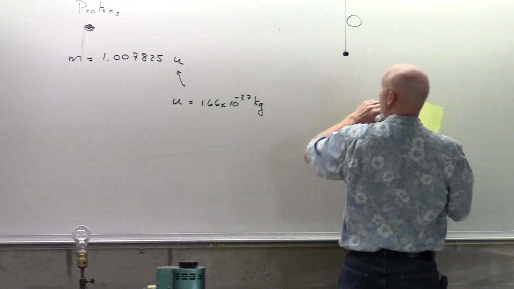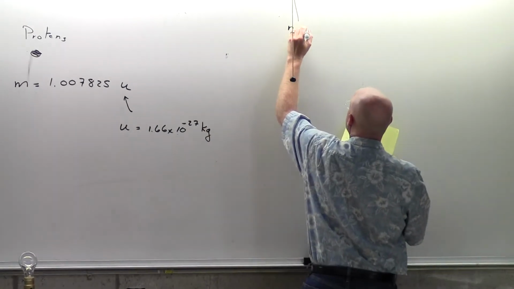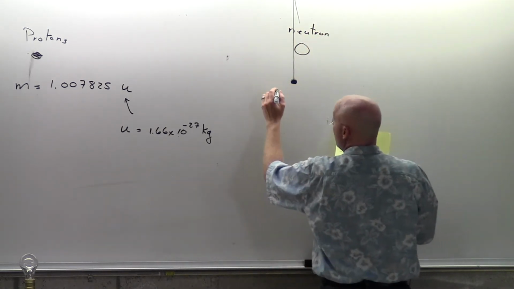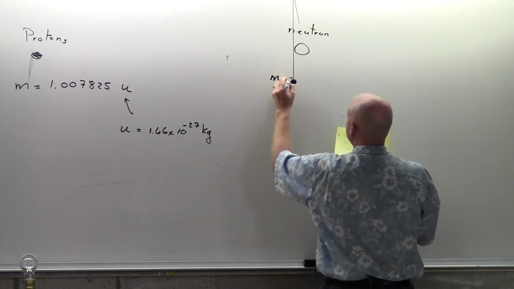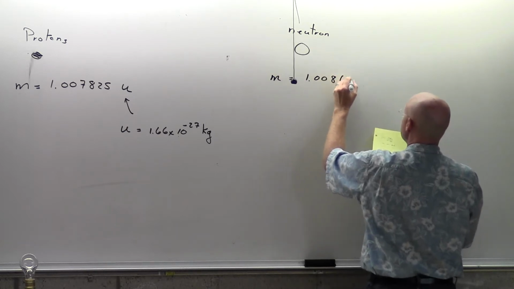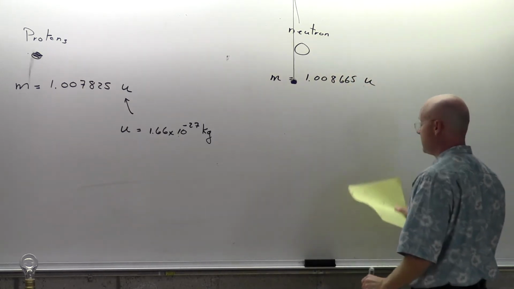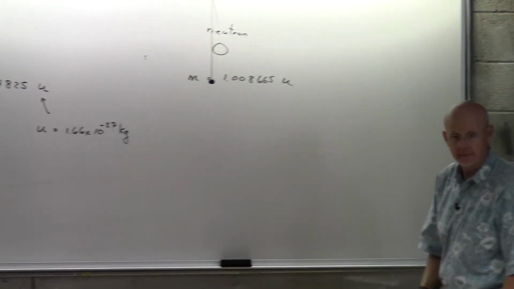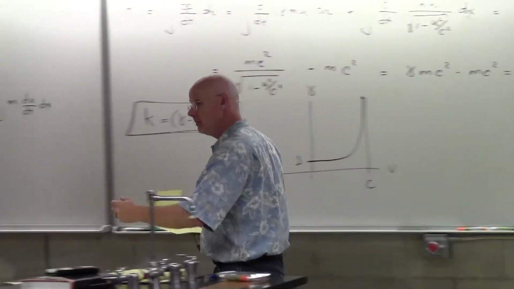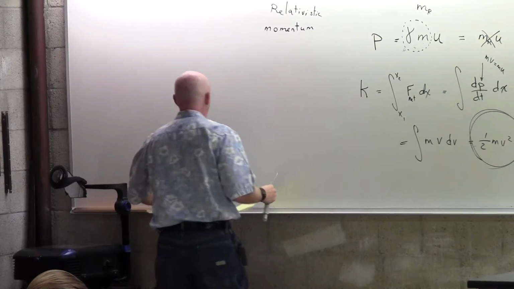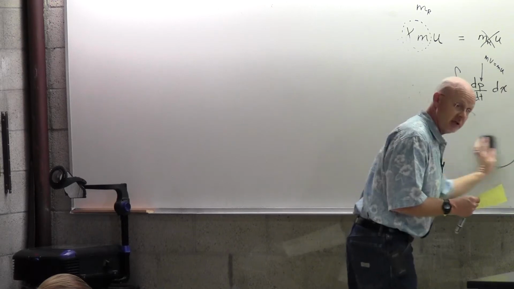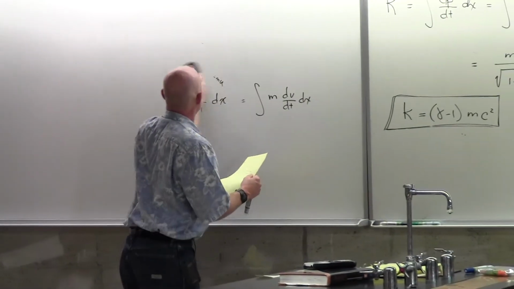You can do the same thing with a neutron. If you take one little neutron and you weigh it, you get 1.008665 atomic mass units. So, what is helium? What is in the nucleus of helium? Do you guys know? There's 2 protons and 2 neutrons.